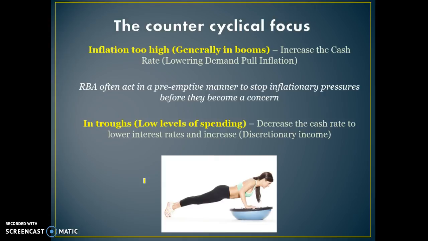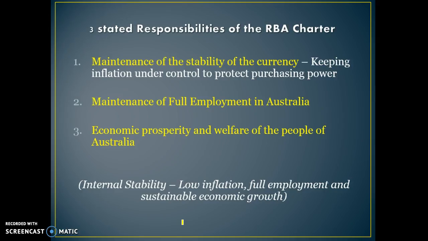If the economy is in a trough and there are low levels of spending, they're likely to decrease the cash rate to lower interest rates and to focus on the other goals of strong economic growth and employment. So at the moment, inflation is really low, it's hovering around 1.5 to 1%, and therefore the RBA is being really expansionary and the cash rate is really low to try and stimulate full employment and growth.